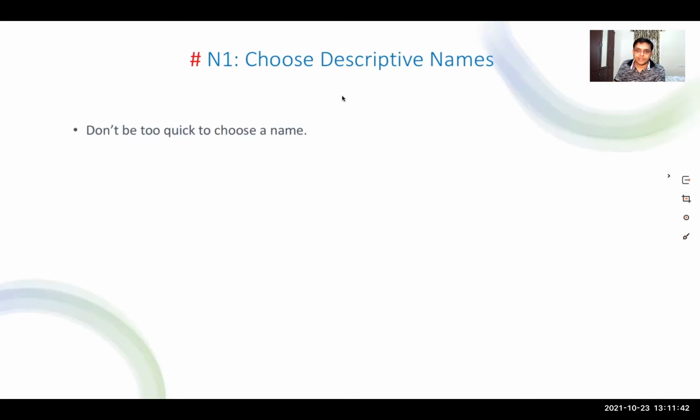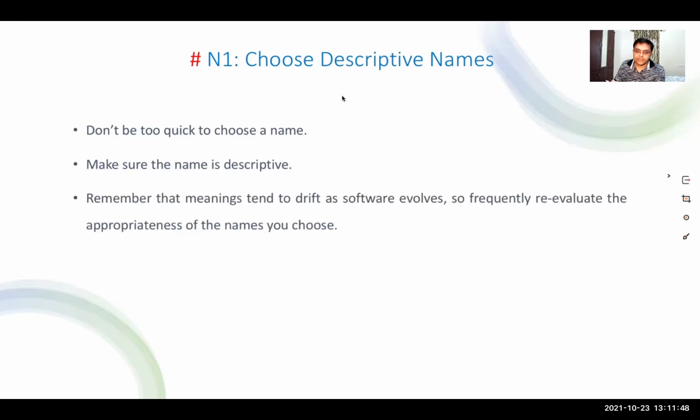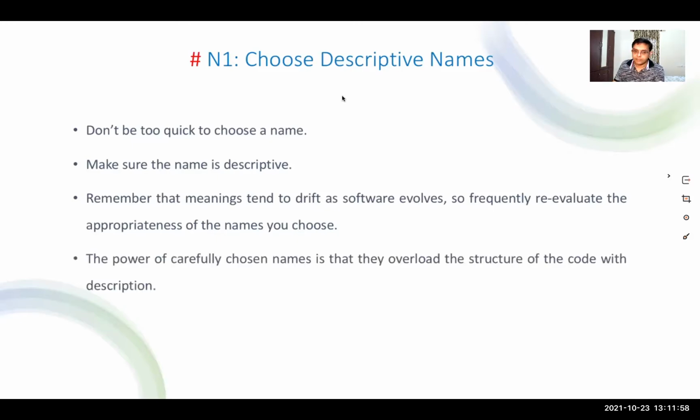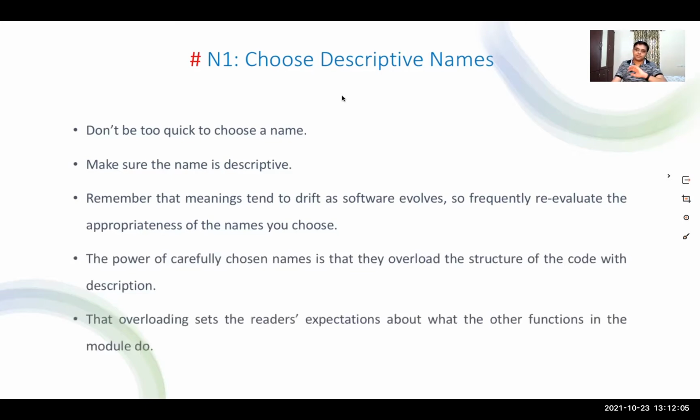These are what we have discussed: descriptive names. Don't be too quick to choose a name. Make sure the name is descriptive. Remember that meanings tend to drift as software develops, so frequently reevaluate the appropriateness of the name. It's not that I gave a name once and then forget it. The power of carefully chosen names is that they overload the structure of the code with description, so you need not put any comments over it.